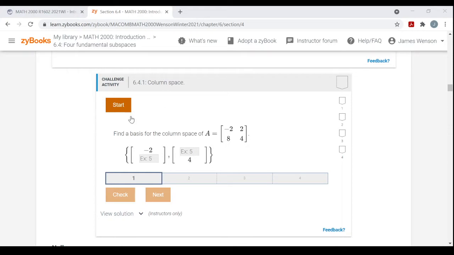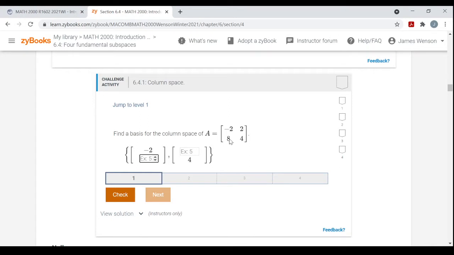So here in the challenge activity, you're asked several questions about the column space of a matrix. The first one is: find a basis for the column space of this 2 by 2 matrix, the span of (-2, 8) and (2, 4).